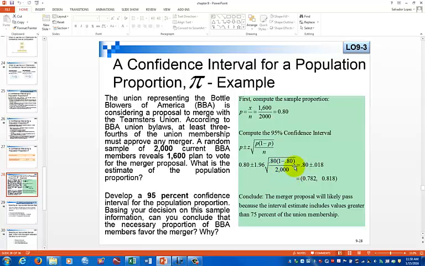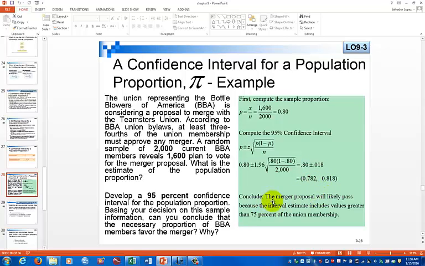If you make all these calculations, you get a margin of error of 0.018. So it's 0.80 plus minus 0.018. And if you add this to this, then you get 0.818. If you subtract it, you get 0.782.